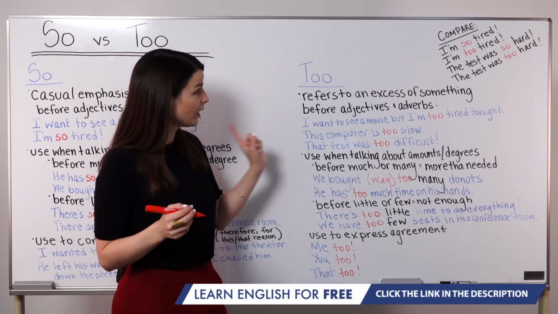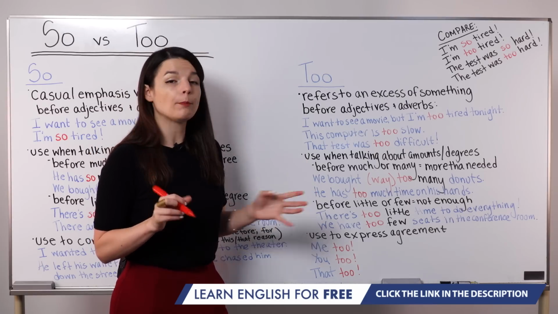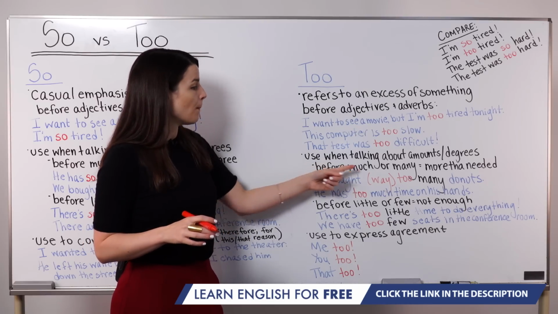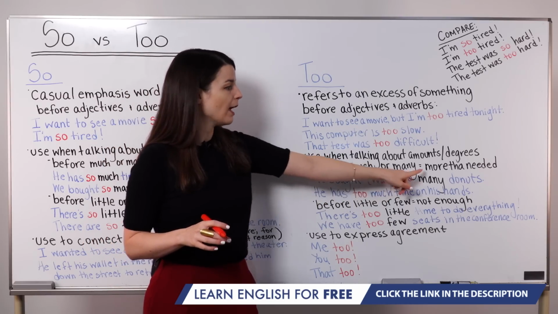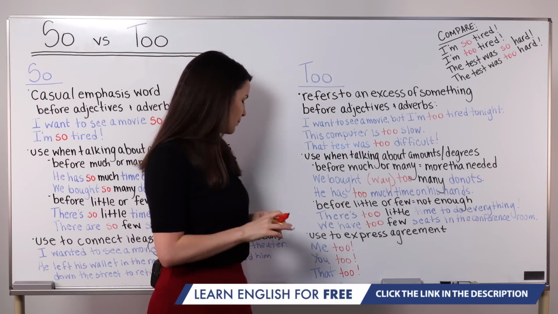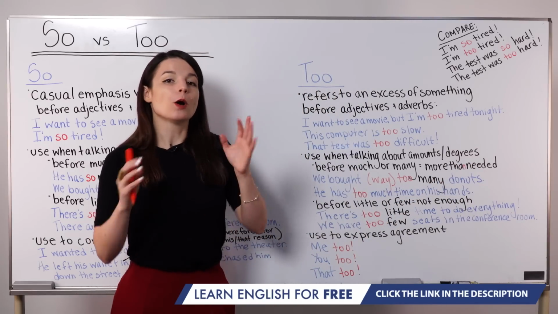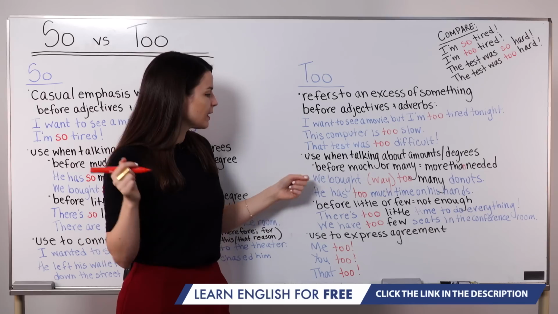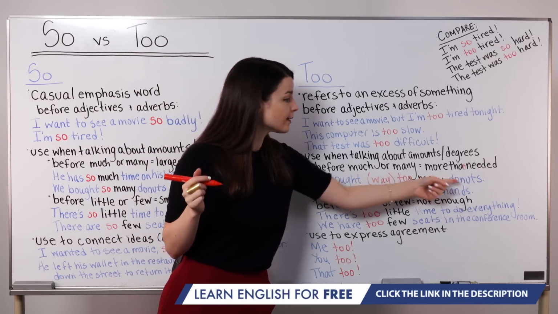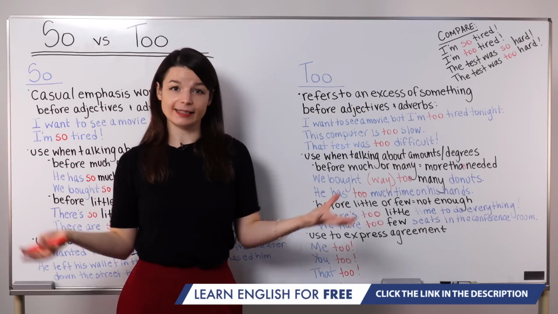Okay, we can also use "too", as we did with "so", when talking about amounts and degrees. We can use it before "much" or "many", and this means more than needed. Sorry, I've left off an "n" here, my bad. Okay, more than needed. This means, for example, I have here "way too many donuts", meaning more donuts than needed, more donuts than necessary.